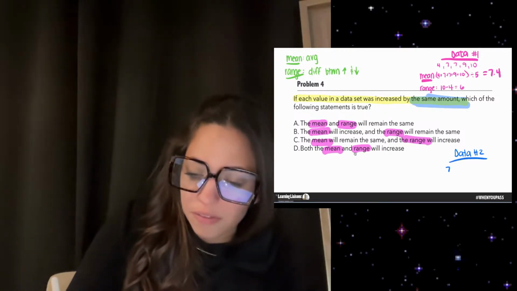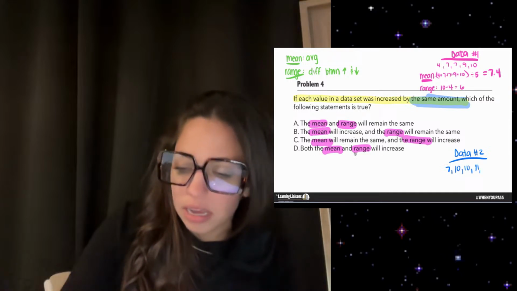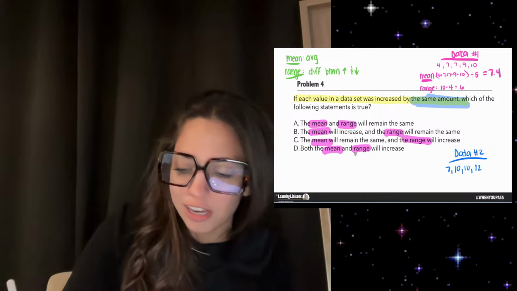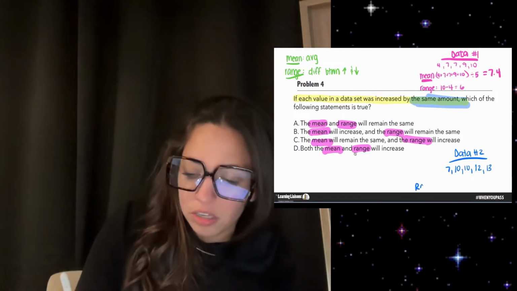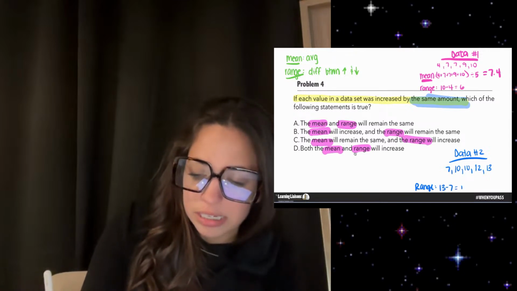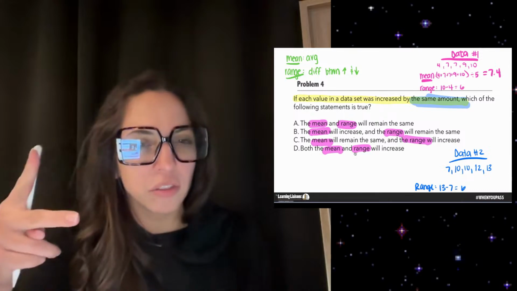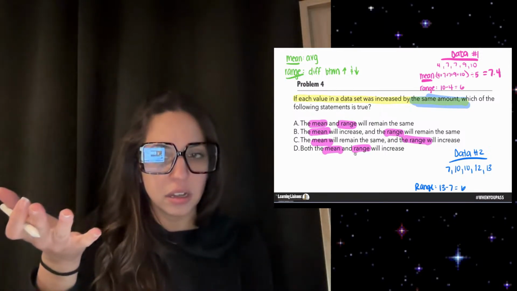4 plus 3 is 7. 7 plus 3 is 10. 9 plus 3 is 11. 10 plus 3 is, no, 9 plus 3 is not 11. That would change it. 10 plus 3 is 13. So my range is 13 minus 7, which is still 6. Range is the easiest to find between mean and range, right? Like range is easier than mean to find.